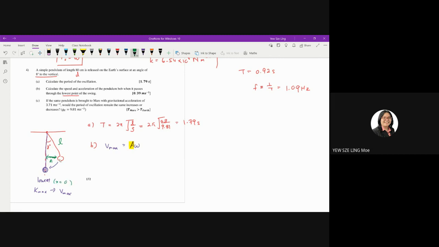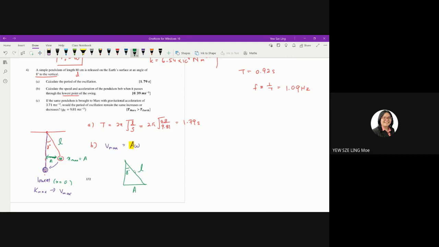When the object is swinging, we have a lowest point where x equals 0, and when it reaches the highest position, we have x max equals amplitude. So actually we are looking at the horizontal distance. Once again, we have a right angle triangle: this is 8 degrees, and this is L. What we want now is no longer the vertical distance, but the horizontal distance.